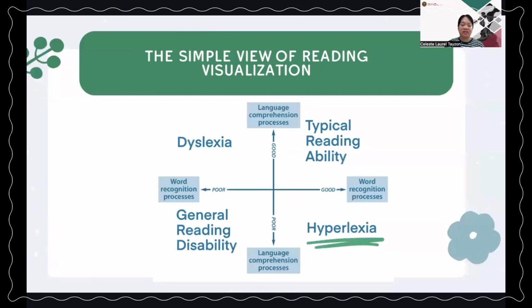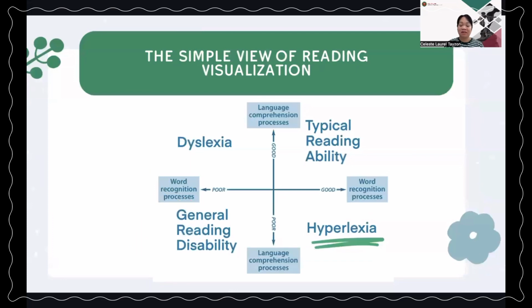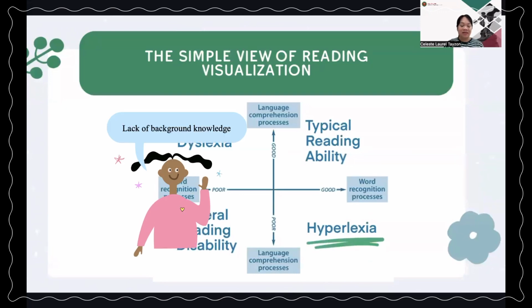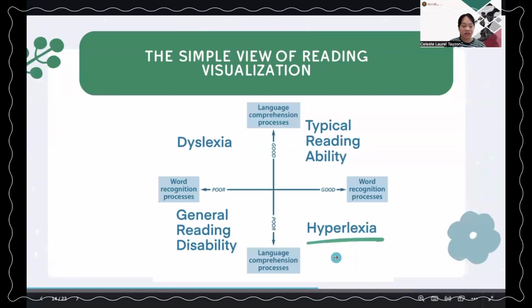Poorness due to language difficulties, not due to decoding. Reading comprehension is below average. Good foundational reading skills. They have difficulties with higher order thinking processes. Syntax is weak, lack of background knowledge, difficulty inferring meaning from speech and written language. And they have difficulty with pragmatics, social language.